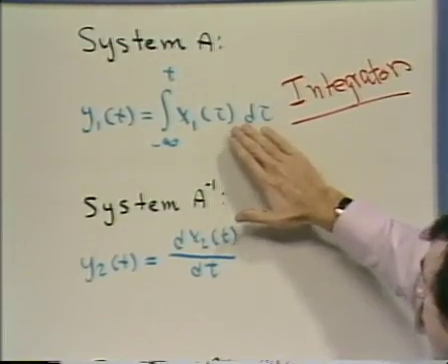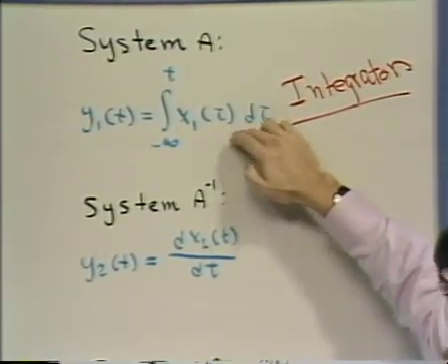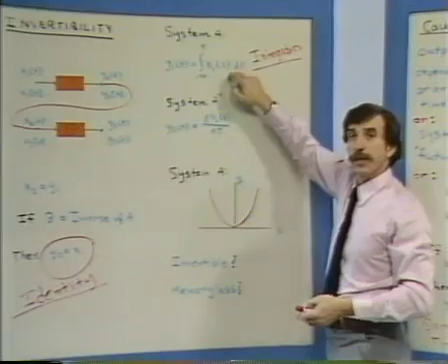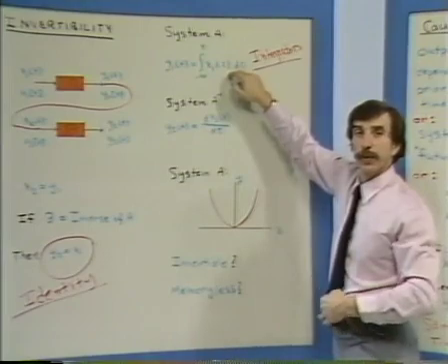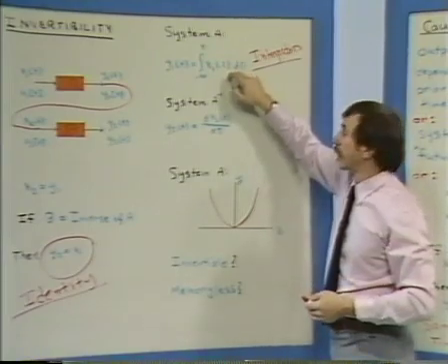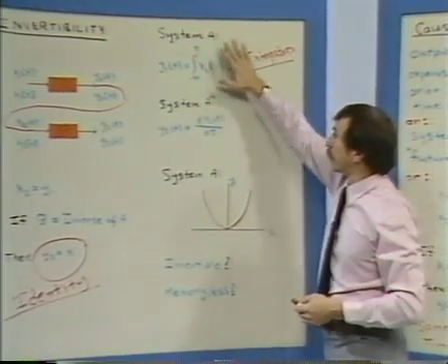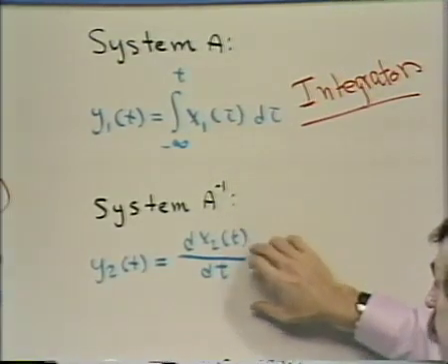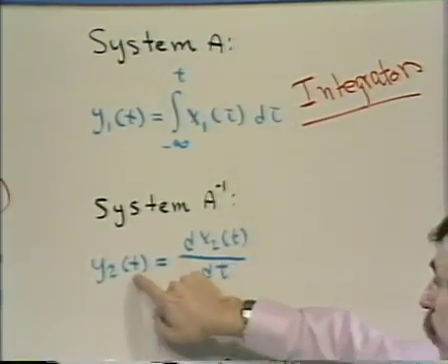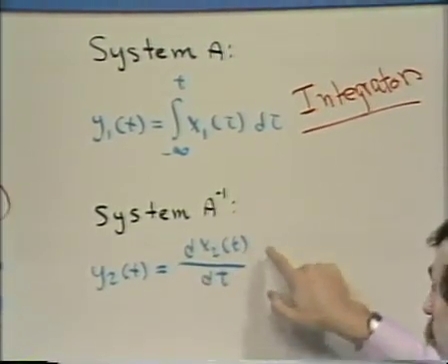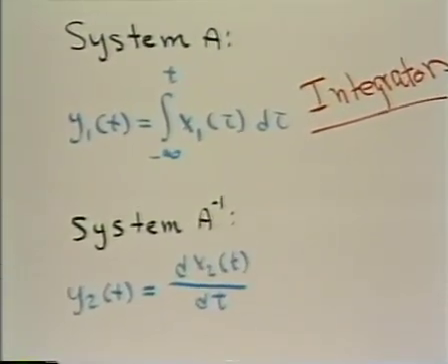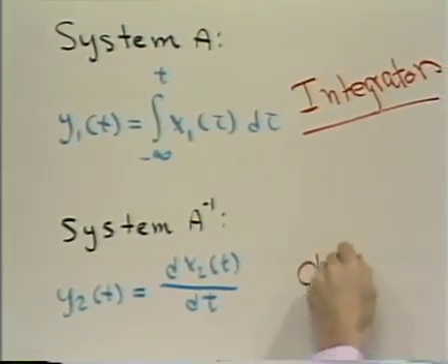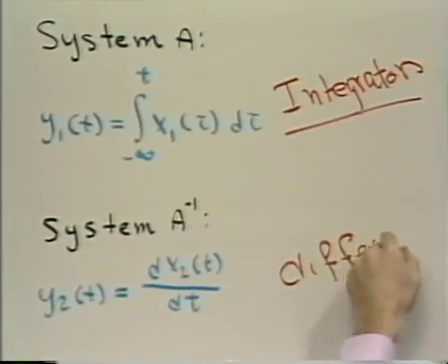And the integrator, in fact, is an invertible system, and its inverse is a system for which the output is the derivative of the input. So the inverse of system A, if system A is an integrator, is a system for which the output is equal to the derivative of the input, which, not surprisingly, is referred to as a differentiator.